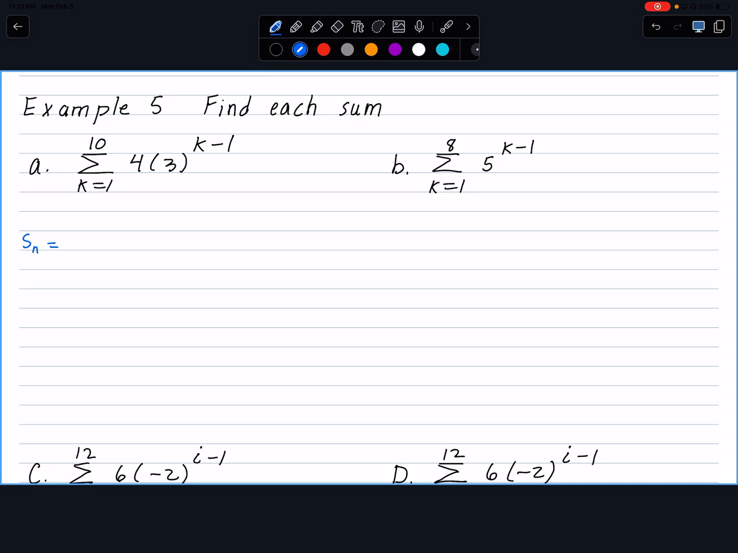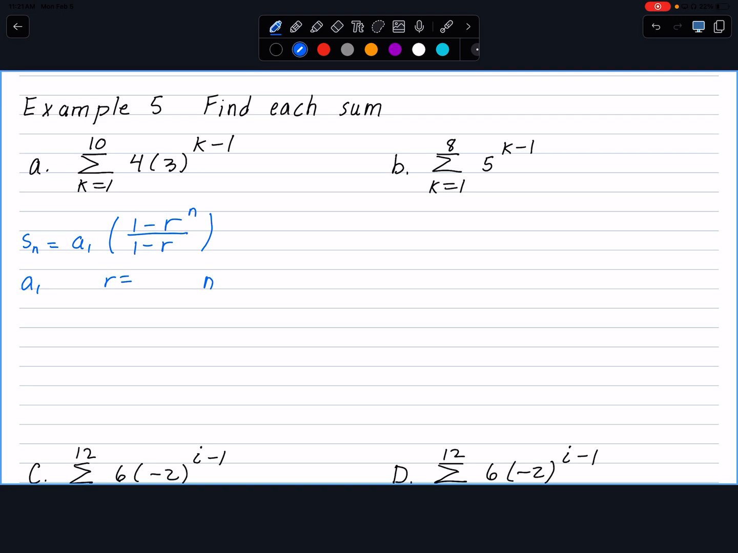Our formula is going to be the first term times 1 minus the common ratio raised to the number of terms we're adding up, over 1 minus the common ratio, or 1 minus r. So our job is we're going to need to figure out what is the first term, what is the common ratio, and then what is n. From there, we're just going to plug things in.